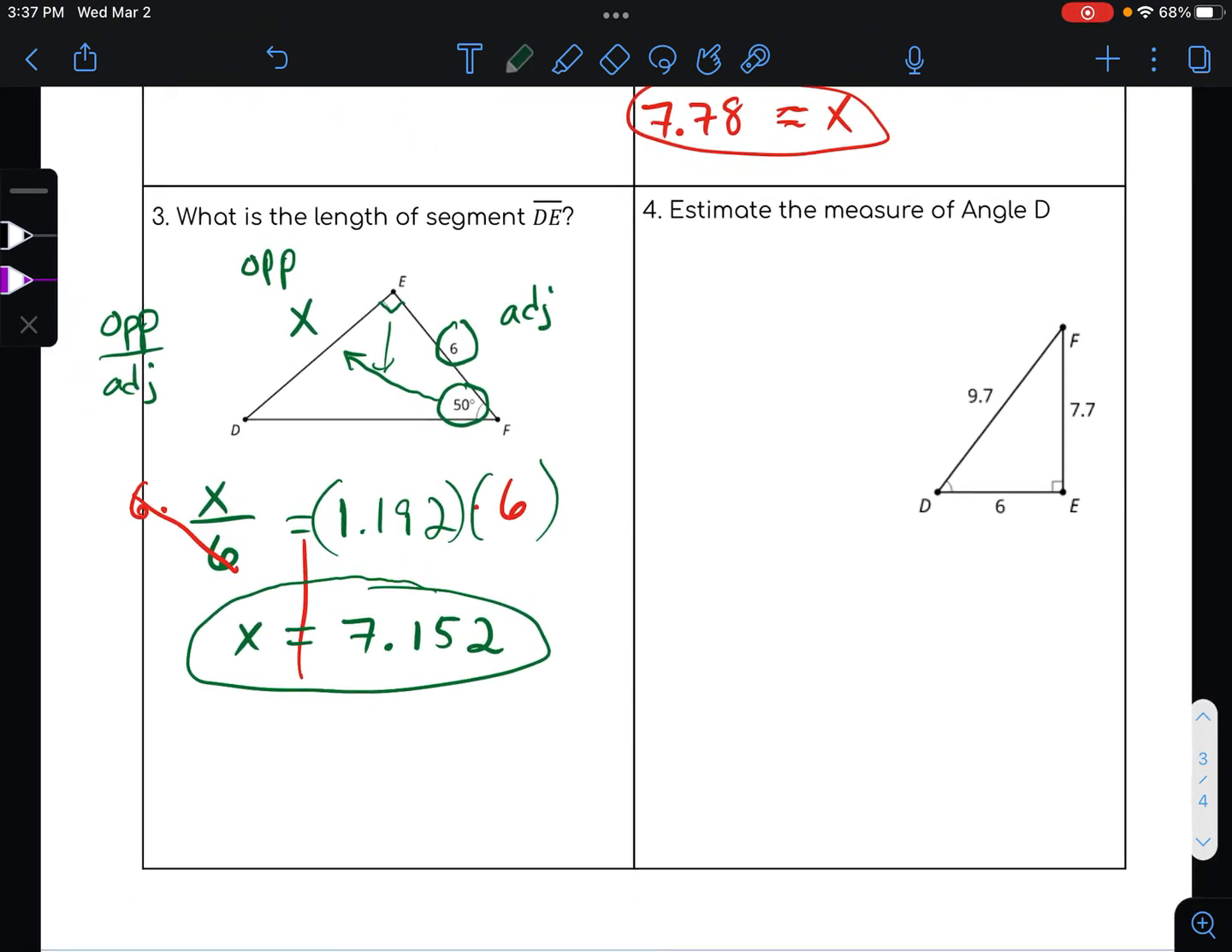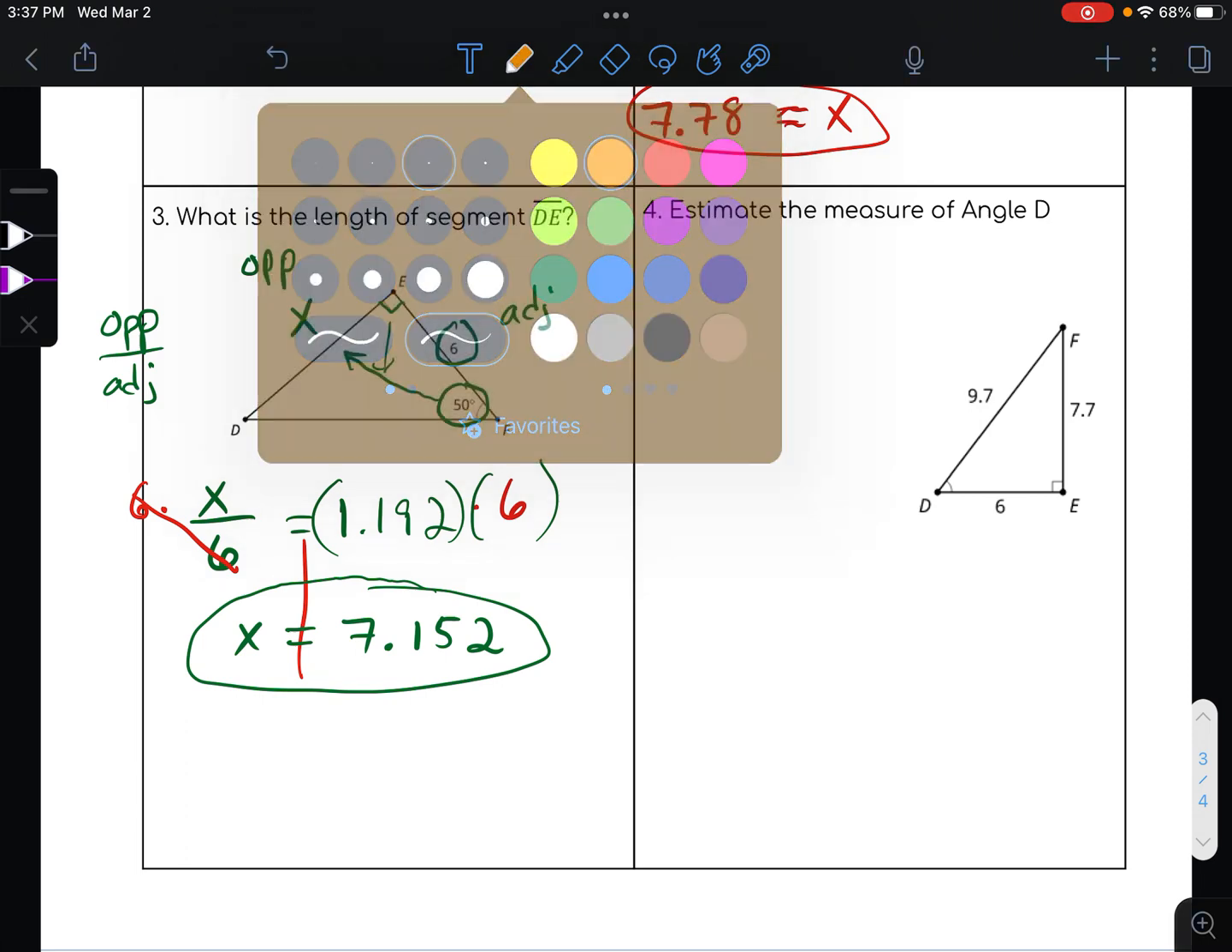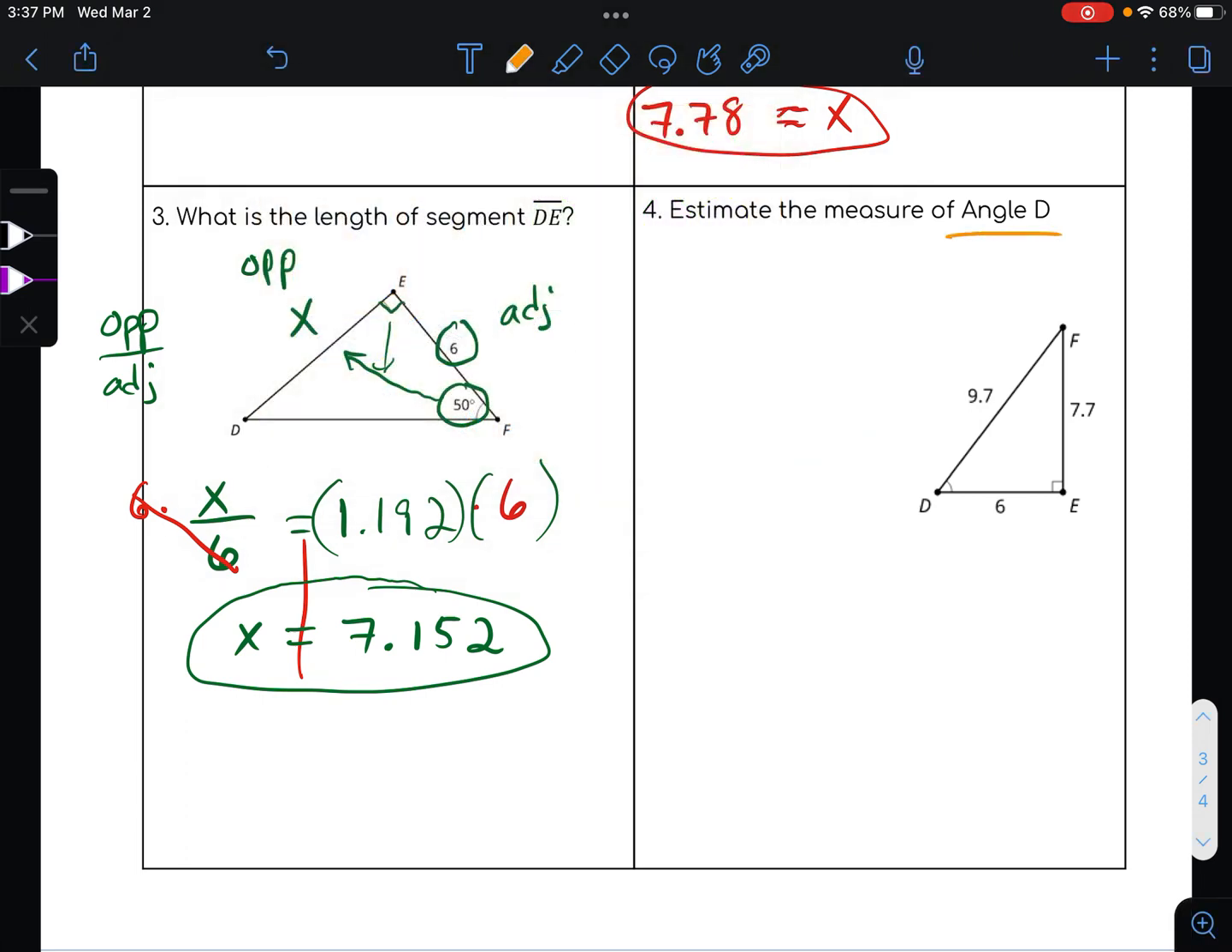All right, last one. This one we're estimating the angle D. So we know actually all the side lengths, and in this case we're looking for angle D. So you might want to just think about what ratio you want to use. You have the opposite side, you've got the adjacent side, you have the hypotenuse. You could use any two of those together. So if you really like the opposite divided by the adjacent relationship, then go ahead and do that.